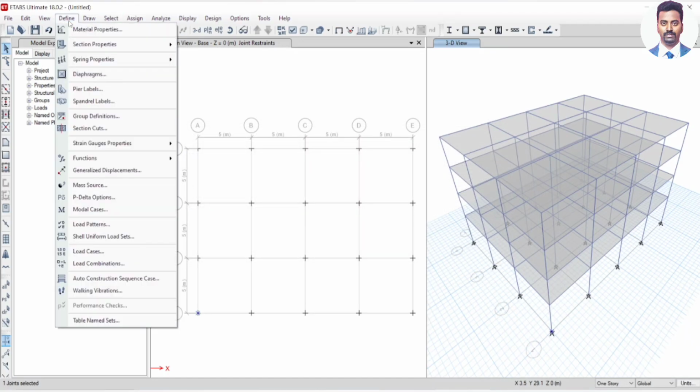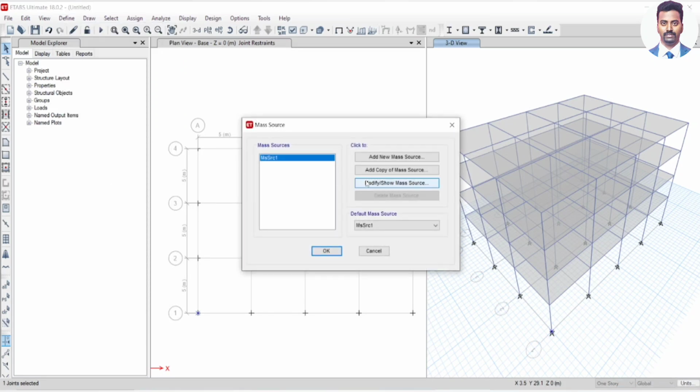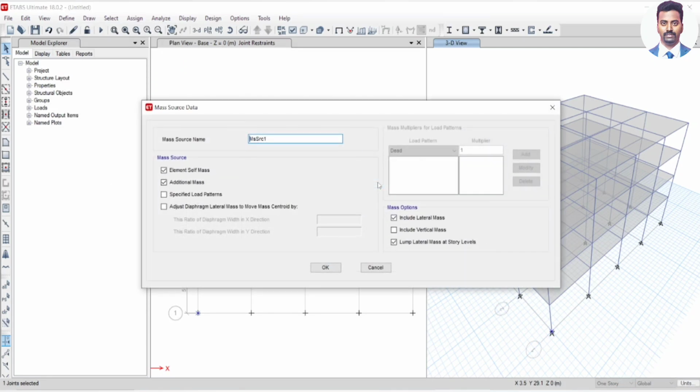Now, for doing dynamic analysis, it is essential to provide mass source. What is the reason for providing mass sources? During a dynamic analysis, a building has to be first analyzed for static, then for dynamic case. In dynamic, it can be analyzed for wind as well as the earthquake. During an earthquake, there are several conditions which are given in 1893.